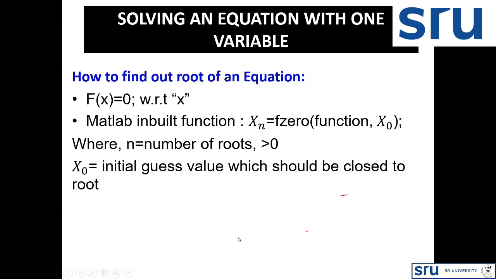So basically you have to take any initial guess value. I will show you how to take the initial guess value. I will explain about it. So after plugging in the initial guess value, don't worry about how to take it, and then you have to start with the formula given, xn is equal to f0. So basically f0 is the command. Using that you can find the solution or root of any function.